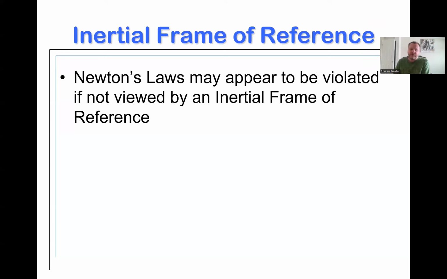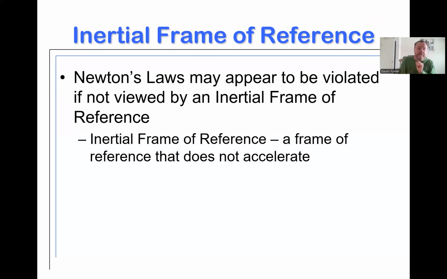So there are situations we can point to where it might appear that this law has been violated, that an object at rest might spontaneously appear to us to be moving. That's true if we're not in what we call an inertial frame of reference. An inertial frame of reference is when we're sitting in a situation that is moving constantly, moving with inertia. Its motion is not changing.